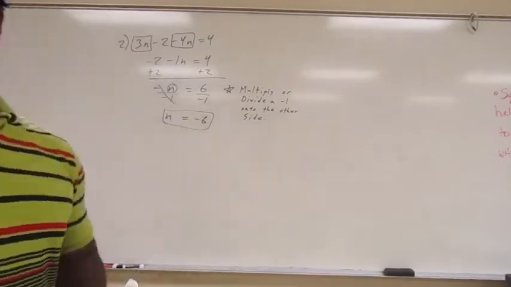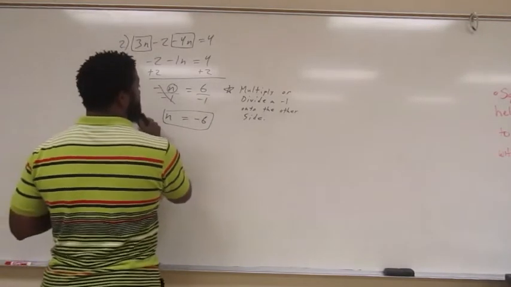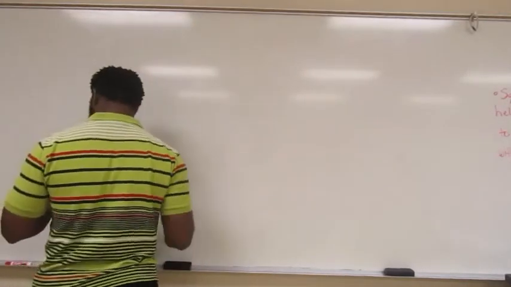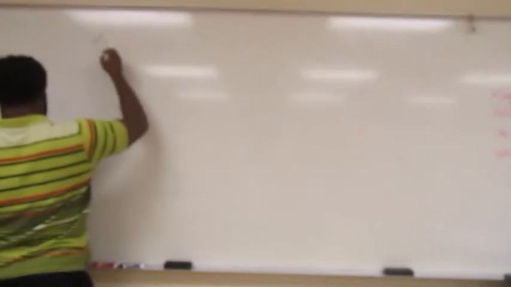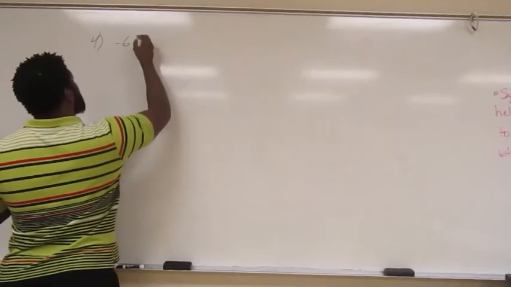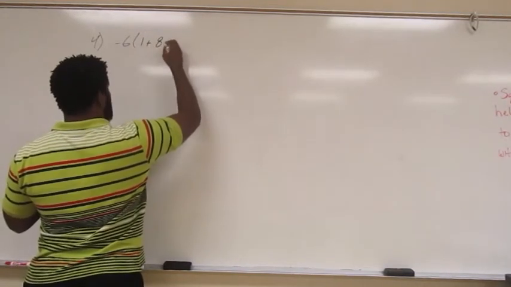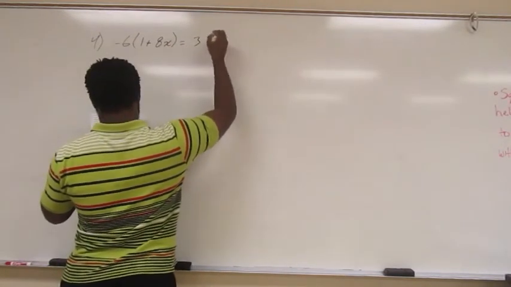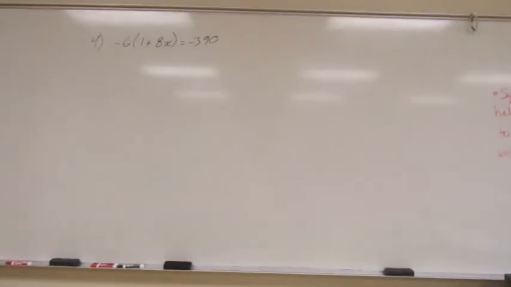Numbers 3 and 4. You're dealing with the distributive property. So, number 4, you're looking at -6 times 1 plus 8. I don't like using R, so I'm going to put x equal to 390. Okay? It's starting to look. Okay?